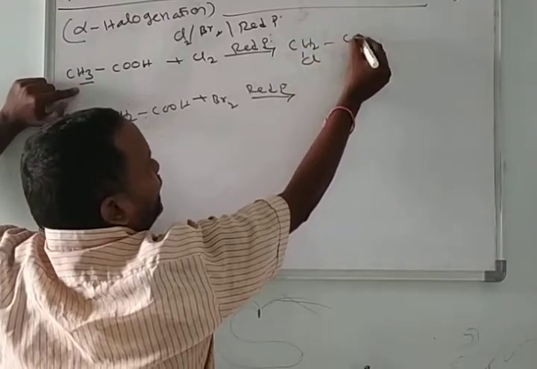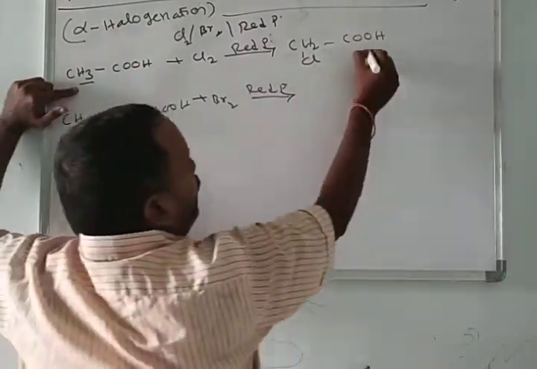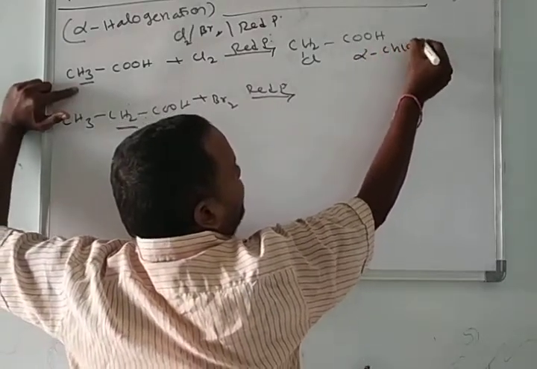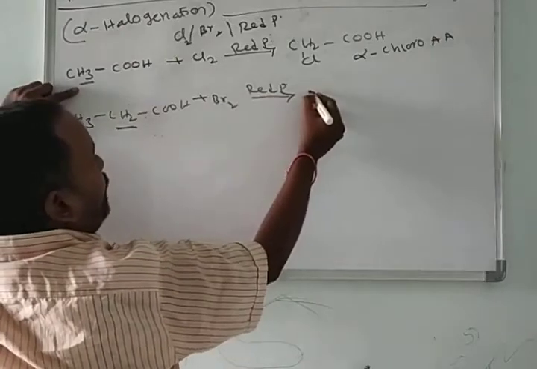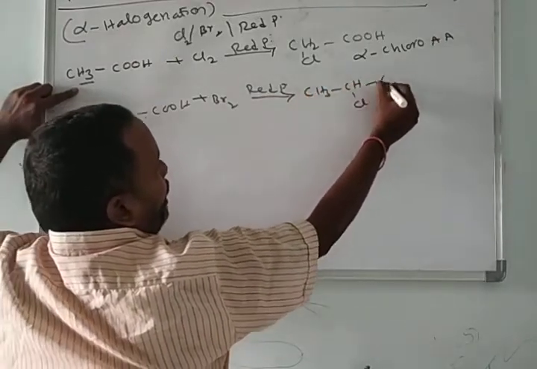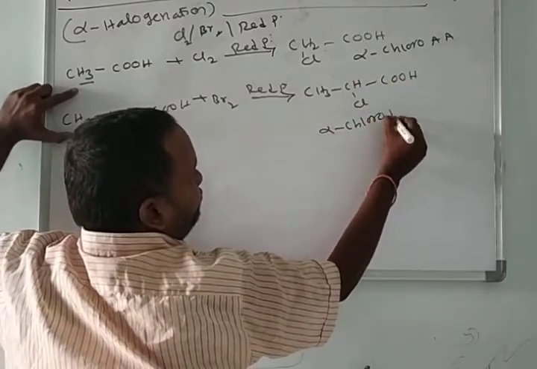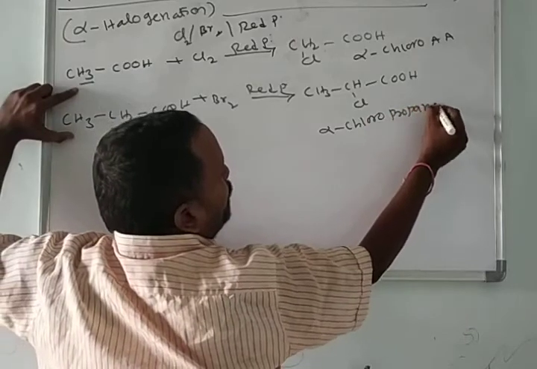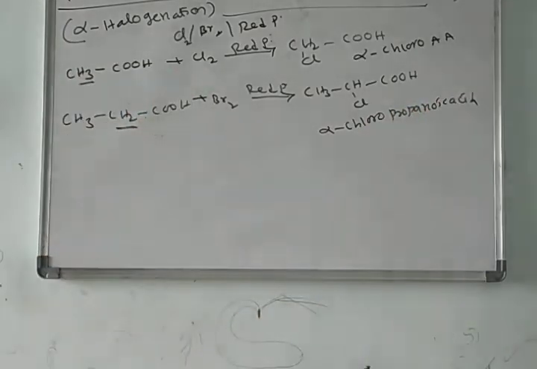Alpha chloroacetic acid. In continuation, from acetic acid we get alpha chloroacetic acid, and here alpha chloropropanoic acid. Alpha chloropropanoic acid and alpha chloroacetic acid. This we call alpha halogenation.